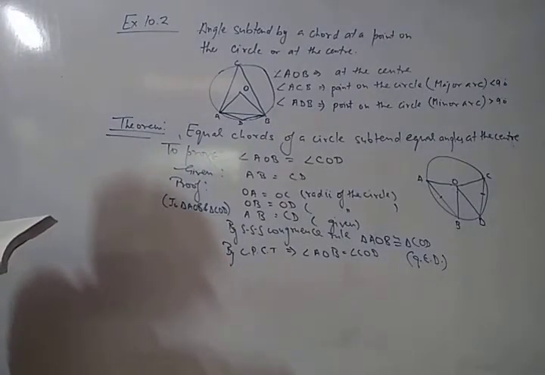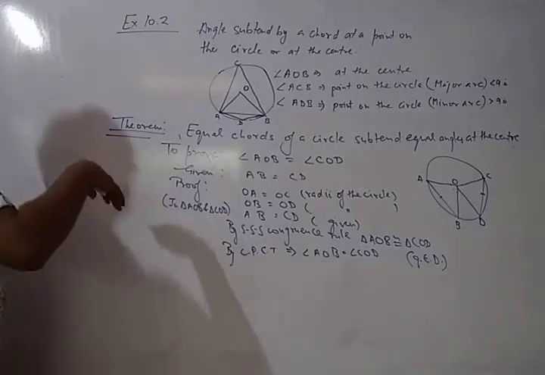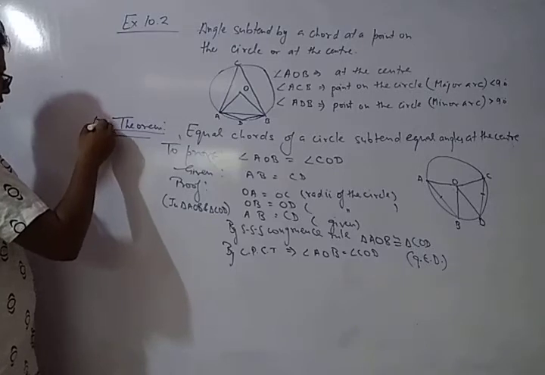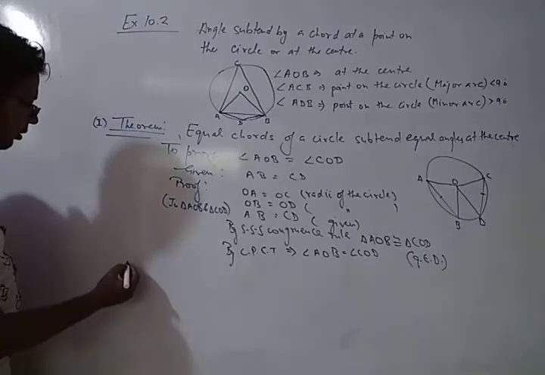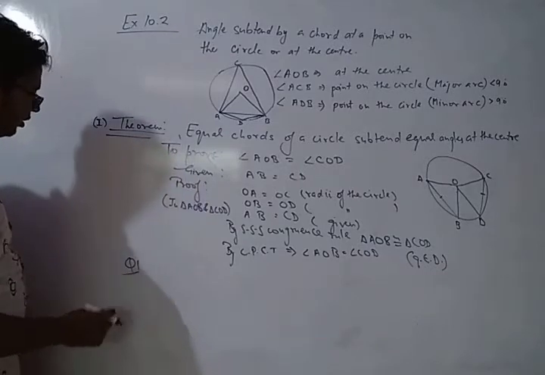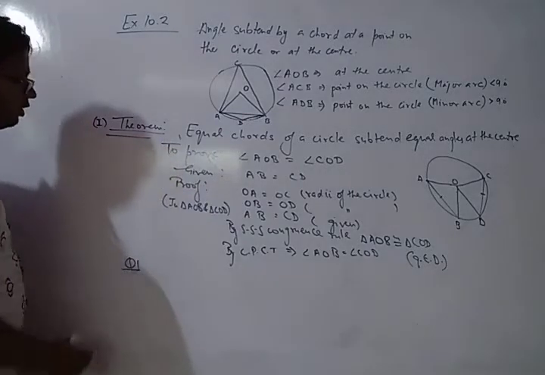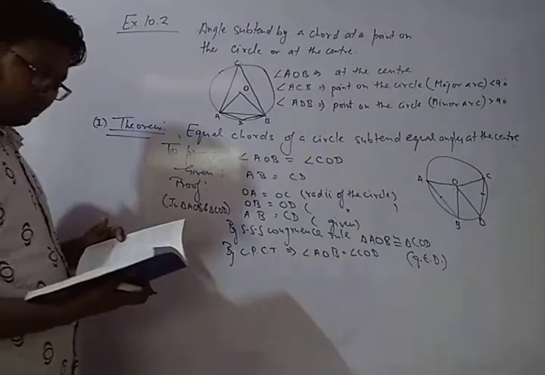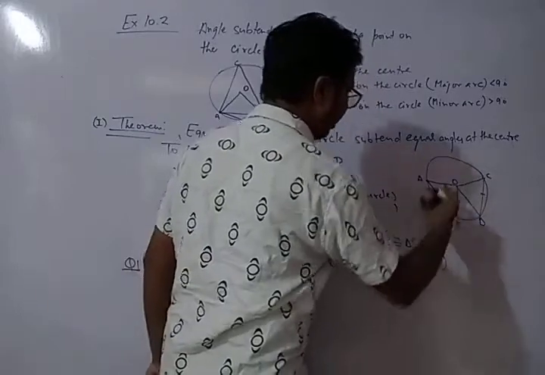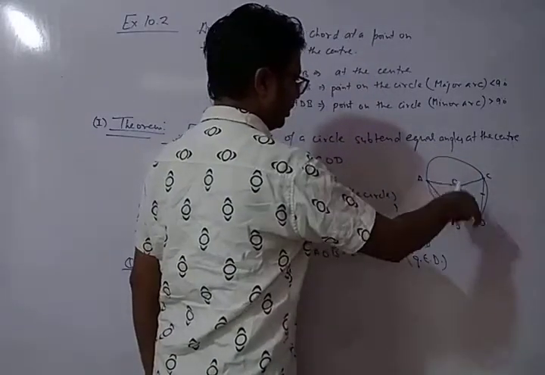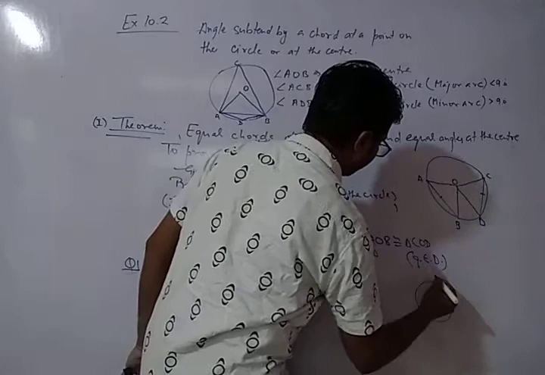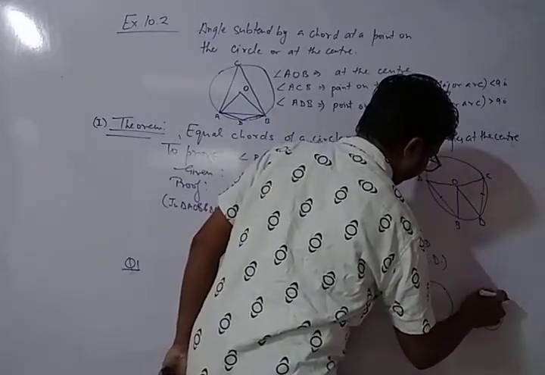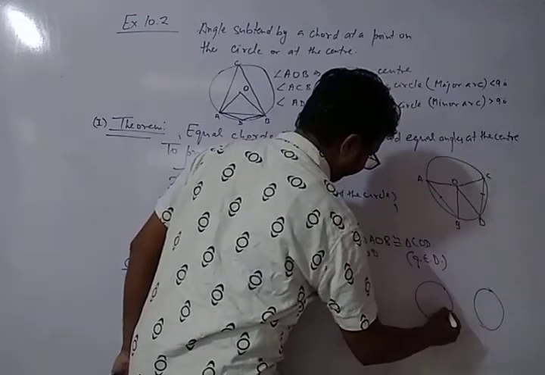Now, I am explaining with that theorem first. The question number 1 of the exercise is based on that. In that, what you have to do, there are two congruent triangles. Here, only one circle is given. Sorry, one circle is given. In that, two circles you have to take. The question is same.